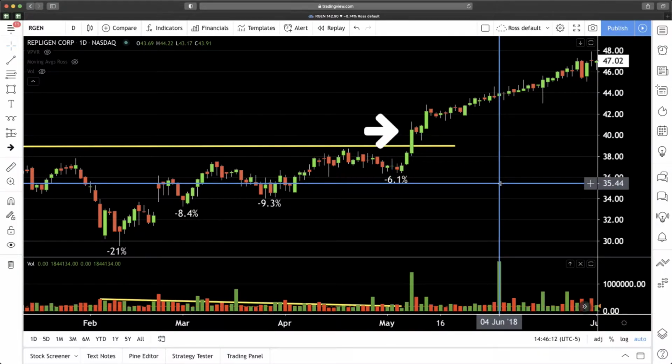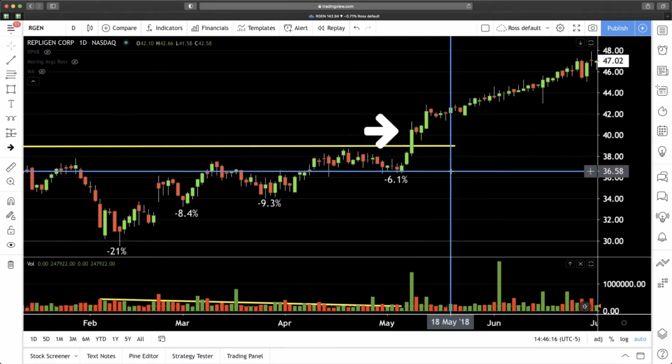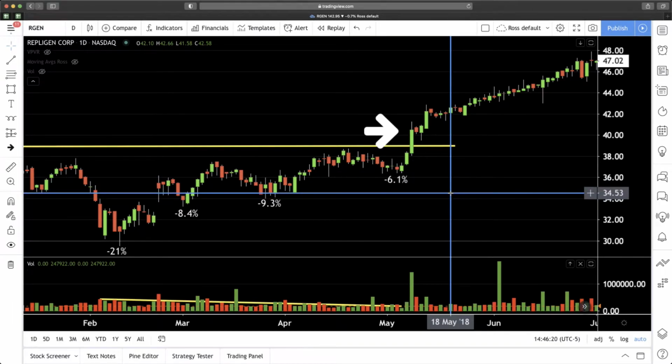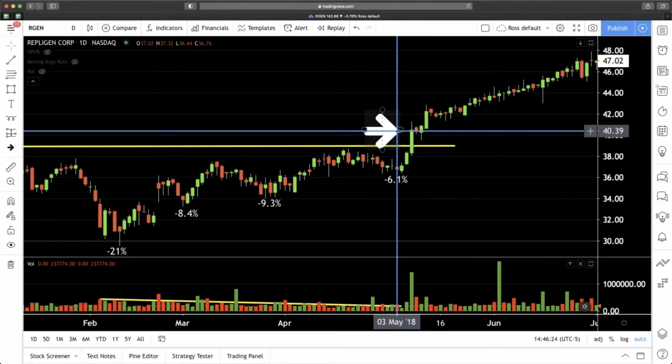You either buy it while it's breaking out if you feel good about it, or wait, make sure it closes and buy the next day right here at 40.5. All right, that's where you'd be in the stock. That's a textbook breakout. And then look how nicely the stock trends higher after.